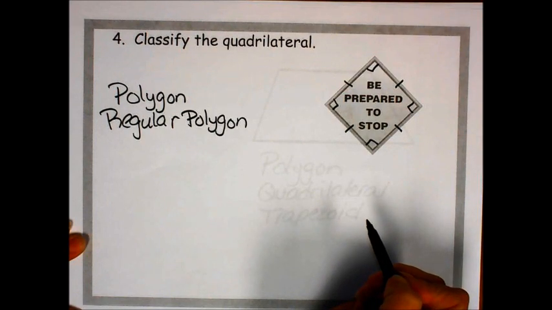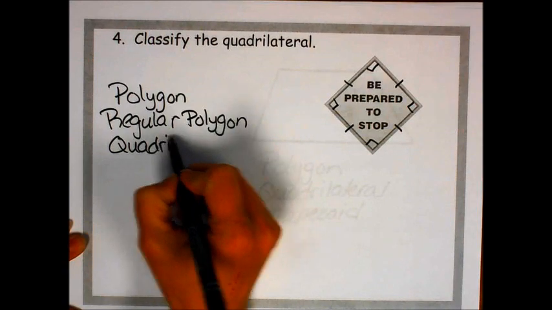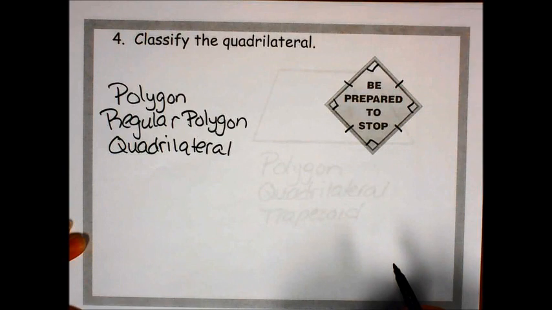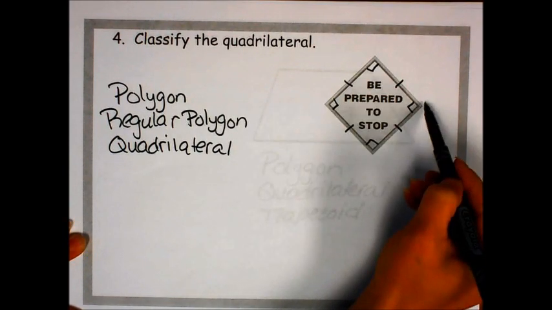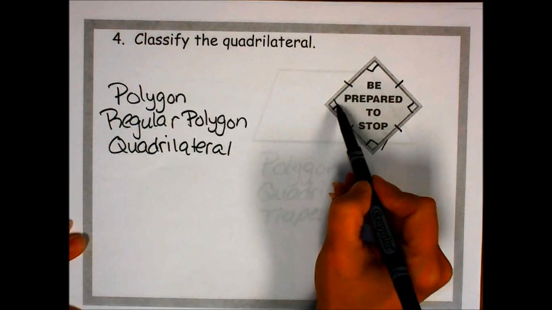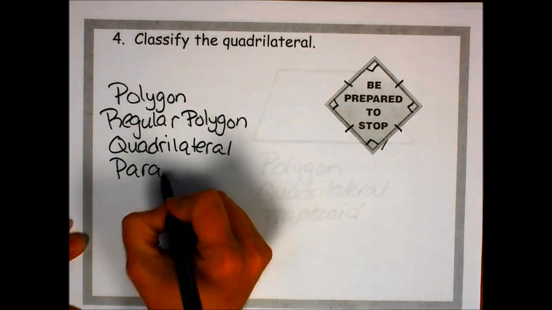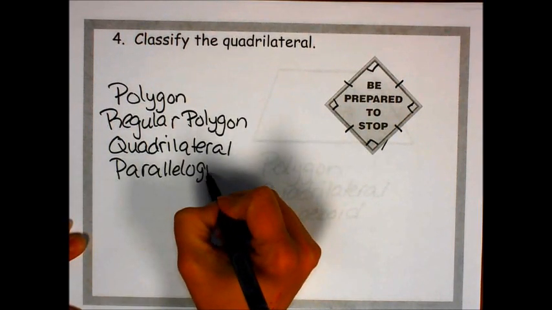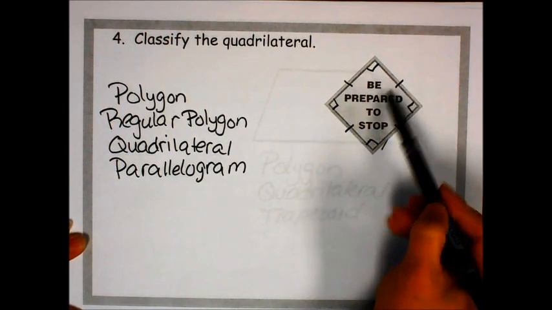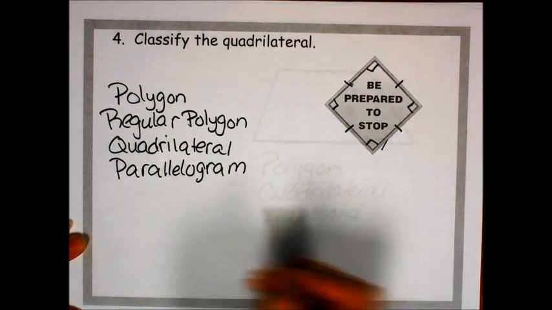It has 4 sides and 4 angles, so it is a quadrilateral. It is a parallelogram because opposite sides are parallel and opposite sides are equal and opposite angles are also equal. I can call it a rectangle because opposite sides are parallel and equal, and it has 4 right angles.